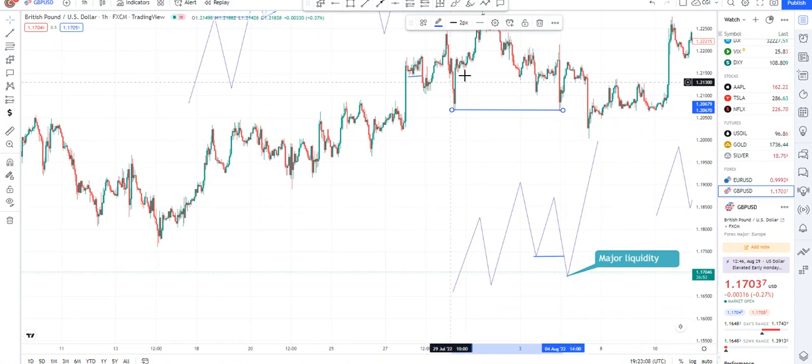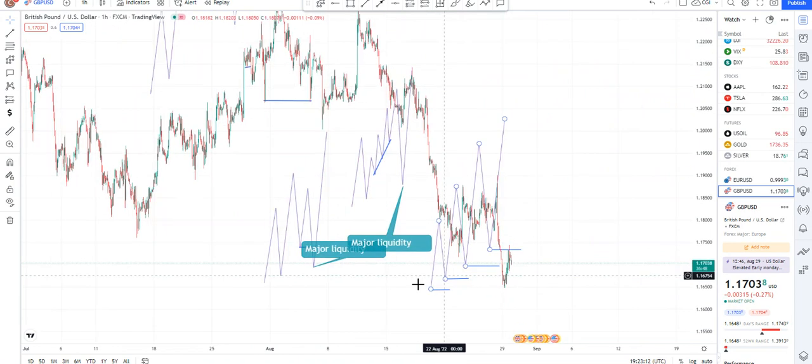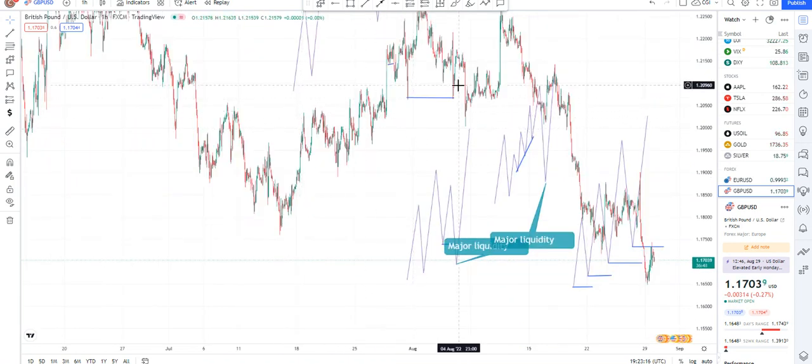Right, this uptrend pretty much died at that point, and now the downtrend properly resumed. So the major liquidity is what tells you if the trend is still intact. Once the major liquidity is attacked, that trend is over for the meantime.